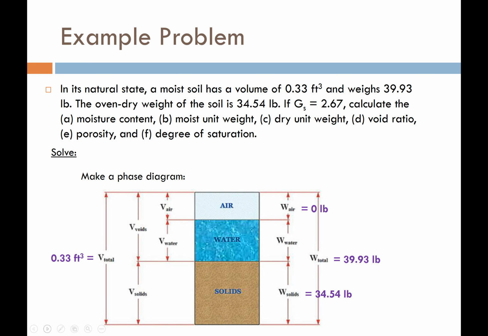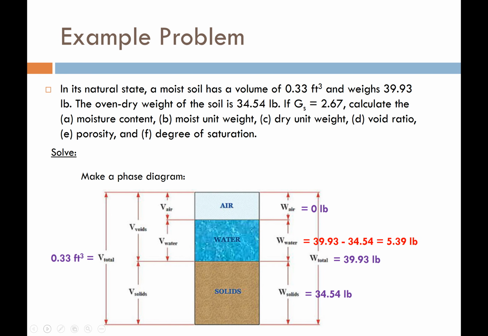Okay, so hopefully you had a chance to take a few minutes to try to solve this phase diagram and practice with this. So let's go ahead and solve the unknowns. The first one is the weight of the water. Well, the weight of the water is simply going to be equal to the total weight minus the weight of the solids, the difference between those two. So I get 5.39 pounds.